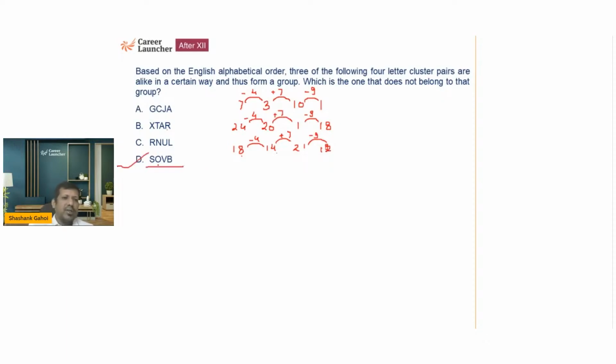But still, let's check. So S is going to be what? 19. O is what? 15. So do I have the difference of minus 4? Yes. Now V is going to be what? That is going to be 22. Is it going to be plus 7? Yes. Now what am I going to get? B. B is what? 2. If I do minus 9 over here, I should get 13, but I'm not getting 13. It means this is the odd one out, and we are not getting the similar type of arrangement. This difference should have been minus 9, but it is minus 20.